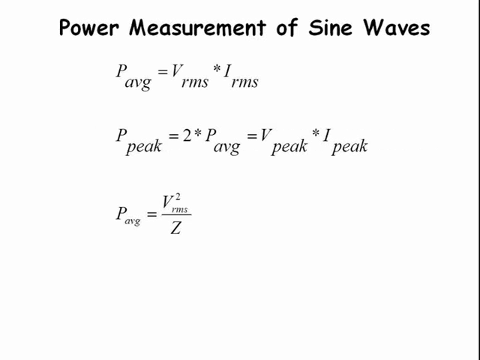And now let's take a look at RF power measurement. Power average in a sine wave equals RMS voltage times RMS current. Peak power equals 2 times the average power, which equals the peak voltage times the peak current. And average power equals the RMS voltage squared divided by impedance.